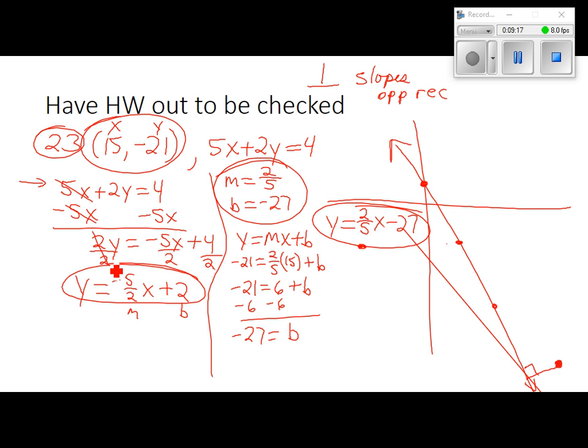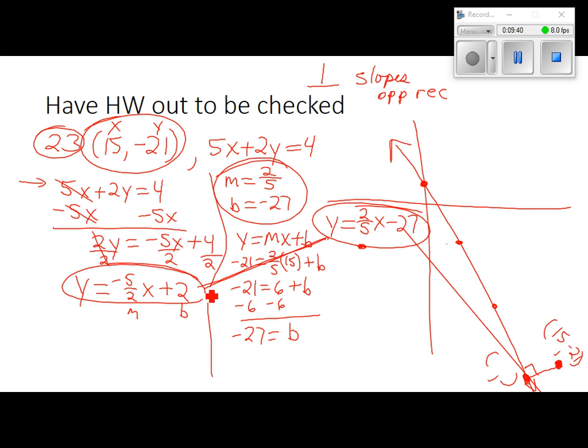Because what we want is to find the distance from here to that point right there. Well, we need the coordinates of that point. We know the coordinates of this point. It's 15, -21. But to be able to use the distance formula, we need the coordinates of this other point. Now we're going to take these two.